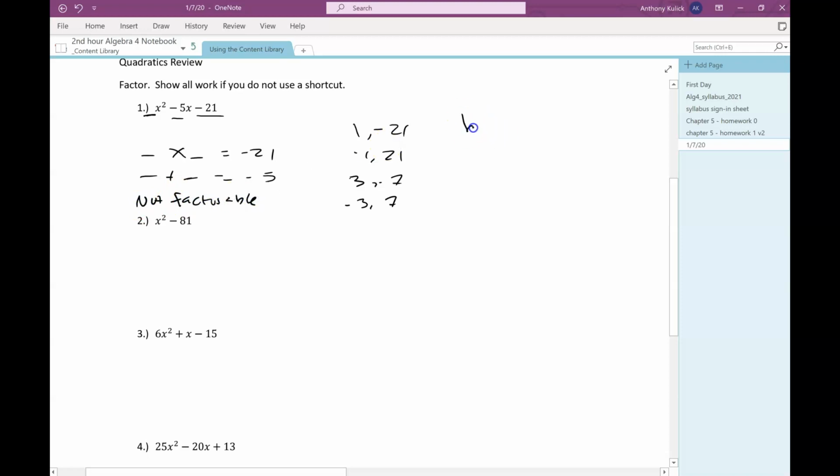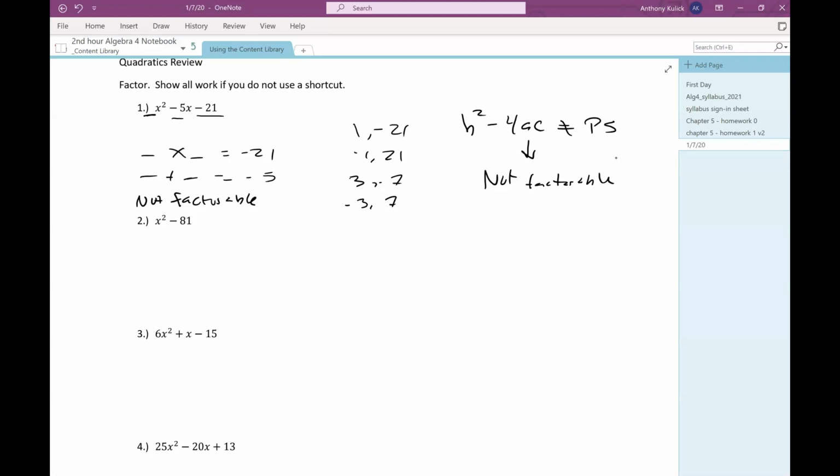You could have also determined that by showing that b squared minus 4ac is not a perfect square. Again, remember, perfect squares are things like 1, 4, 9, 16, 25, things that are a number squared.